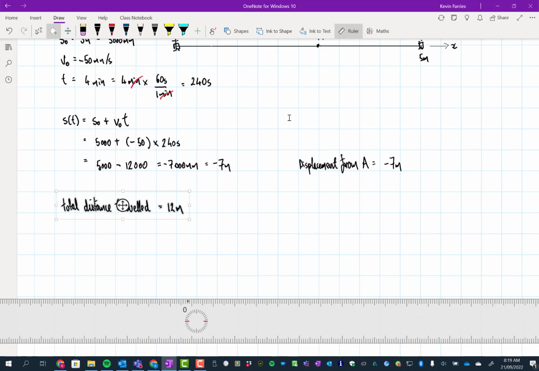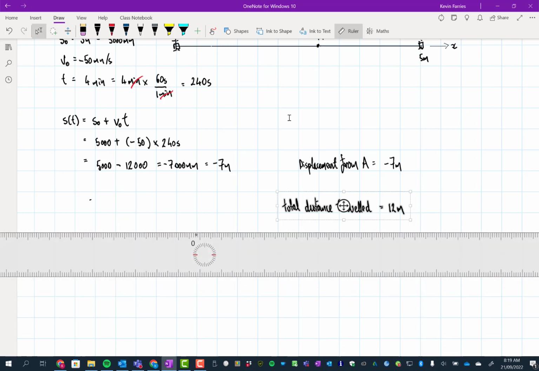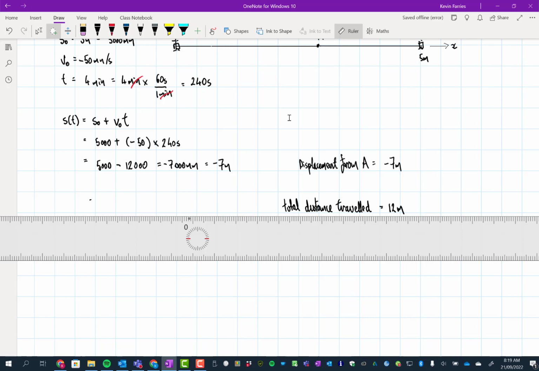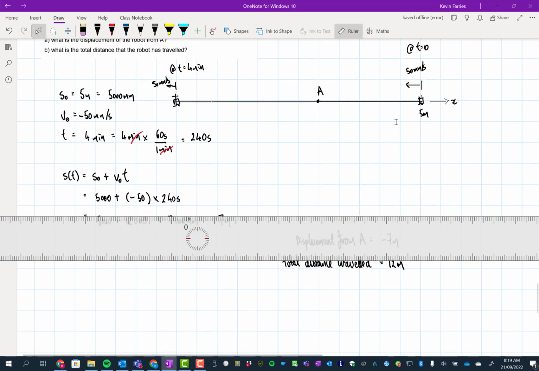Okay, so you're just looking at relative to where it started, how far has it gone? So it's just going to be 12 meters. Okay, and that's our two answers for this question. So it's just showing you the difference between this quantity displacement and that depends on where it's relative to. You know, the displacement from the starting point would have been minus 12 meters. Okay, it's gone 12 meters in this direction. So it would be minus 12 meters.